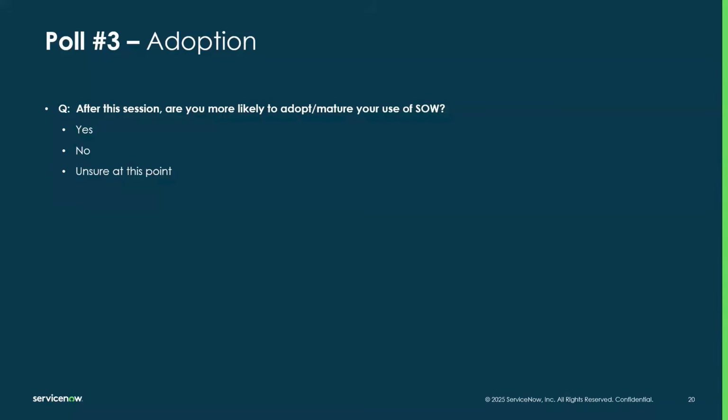Looks like the majority of you do feel confident about adopting Service Operations Workspace or adding more features to it. Some of you are feeling unsure at this point. We'd love to hear from you. If you can put into the chat what else you would like to see and what kind of content would help you migrate over to the yes bucket. So please put that into the chat so we can prioritize content or post additional content in the community, share links, and do what we can to help you be successful with this product.